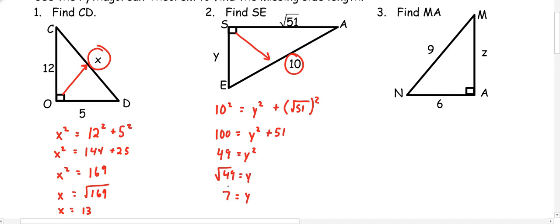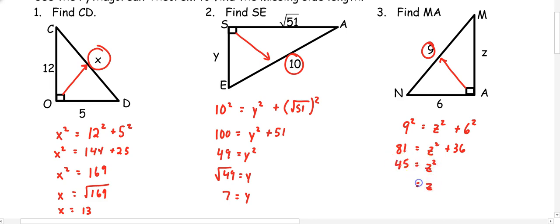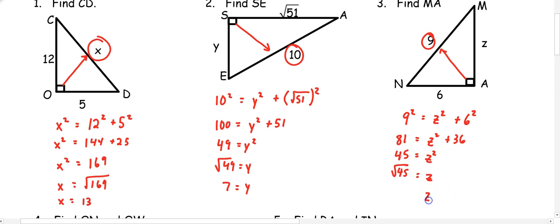In number 3, we need to find MA. Well, across from the right angle is 9, so that's our hypotenuse. 9 squared equals z squared plus 6 squared. So we get 81 equals z squared plus 36. When I subtract 36, I get 45 equals z squared. When I take the square root this time of 45, you get a decimal. So instead of putting it as a decimal, we're going to break down our radical. So we would get 3 root 5.